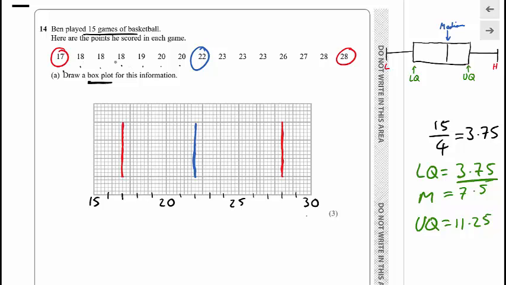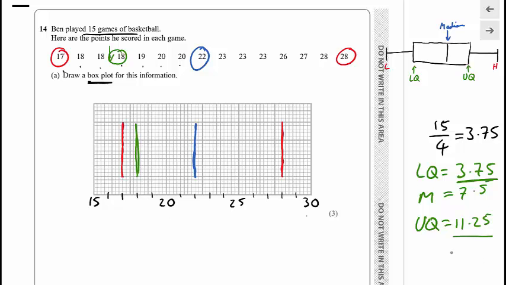Okay, so let's find my 3.75 value in my list. So there's 1, 2, 3. Well, it's going to be about 3/4 of the way between 18 and 18. So therefore, I just take 18 as the average of that because they're both the same. So let's find 18. So there's my 18 there. So that is my lower quartile. Let's find my upper quartile.